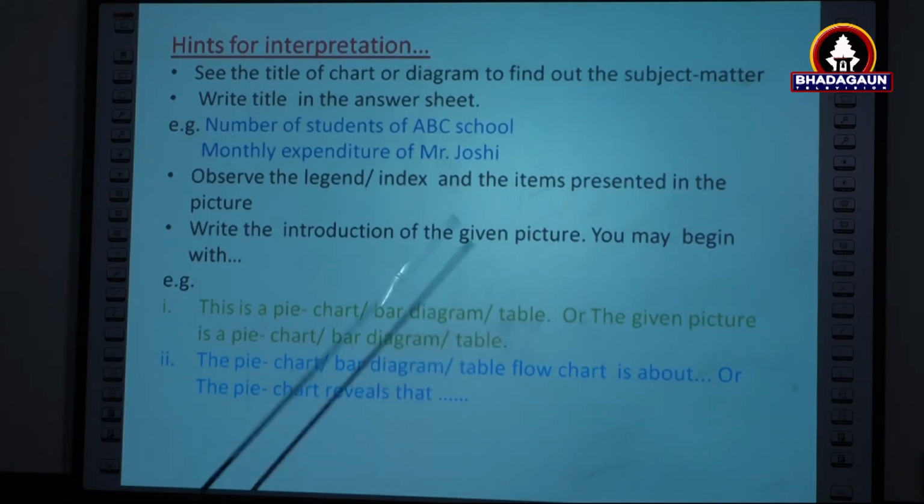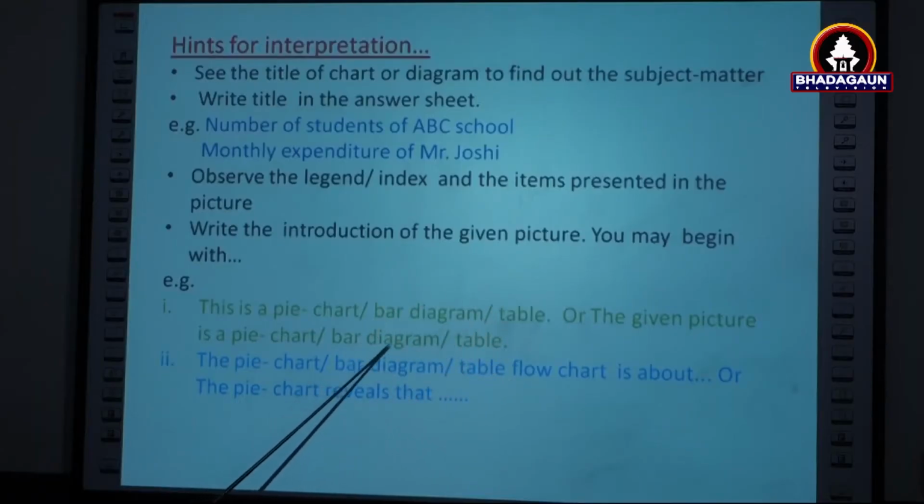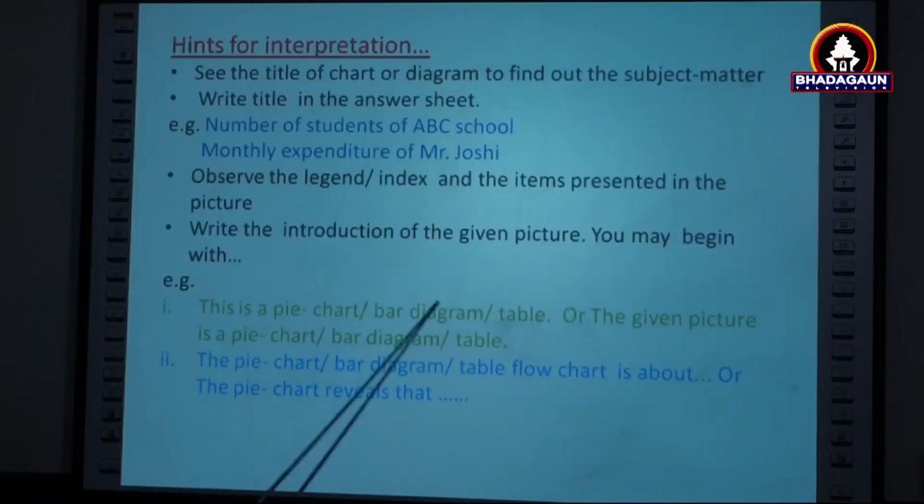So when you interpret those types of para-orthographic text, you have to write the very first paragraph having these language exponents, and you have to follow this structure. The first one is what the picture is. You have to identify the picture. If you identify the picture, you write in this way: this is a pie chart, this is a bar diagram, this is a flow chart, this is a table, etc. Or instead of this first sentence, you can say the given picture is a pie chart, the given picture is a bar diagram, or if the given picture is a table, the given picture is a table.